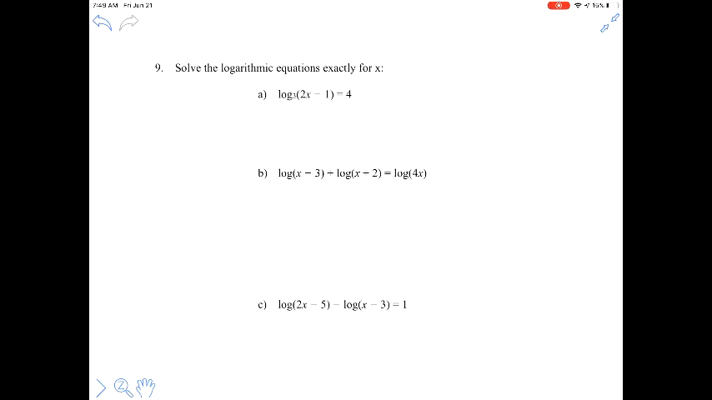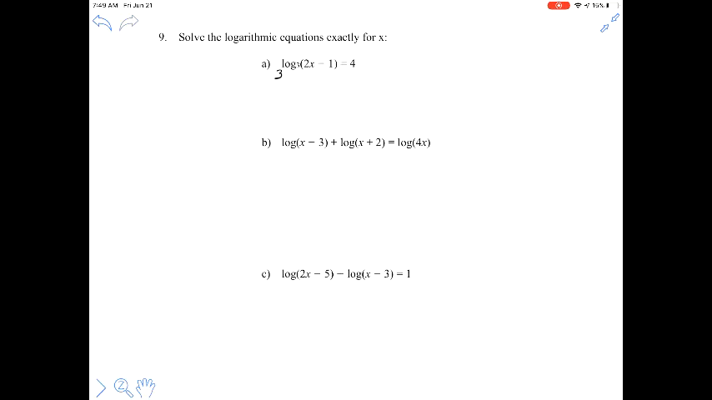Question 9 is still from 4.5, solving logarithmic equations now. To solve a logarithmic equation is going to involve canceling a logarithm. A logarithm is canceled using a base. Now, since we only have a single logarithm here, we can go ahead and cancel it using, in this case, a base of 3. So base of 3 cancels log base 3. So we have 2x minus 1 equals 3 to the 4th, which is 81. Add 1, get 2x equals 82, divide by 2, and we get x equals 41.